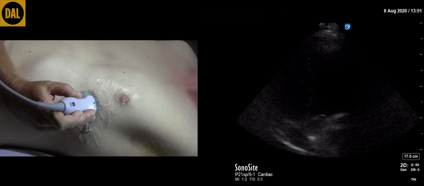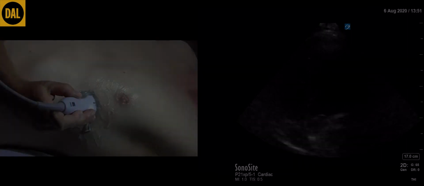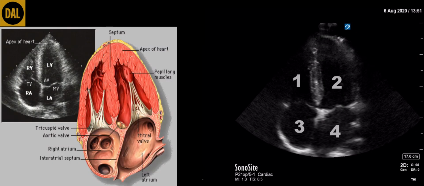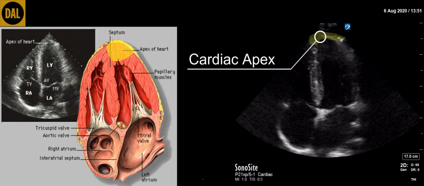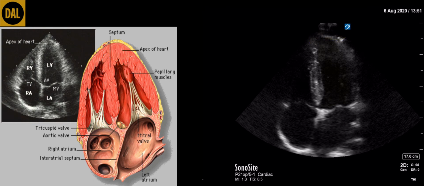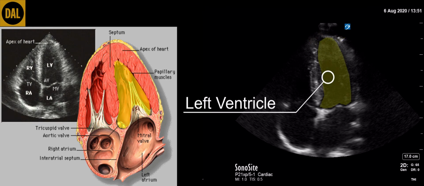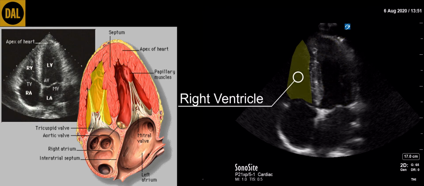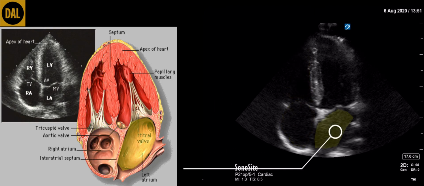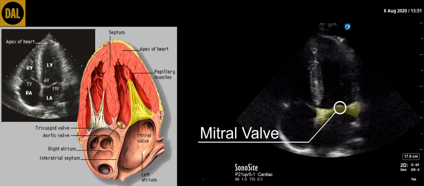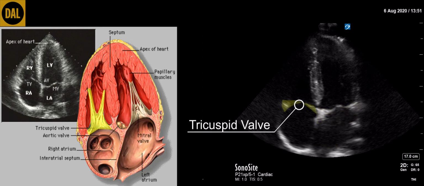During this scan, we expect to see the following structures: a 4-chamber view of the heart, including the septum, the cardiac apex, the left ventricle, the right ventricle, the right atrium, the left atrium, the mitral valve, and the tricuspid valve.